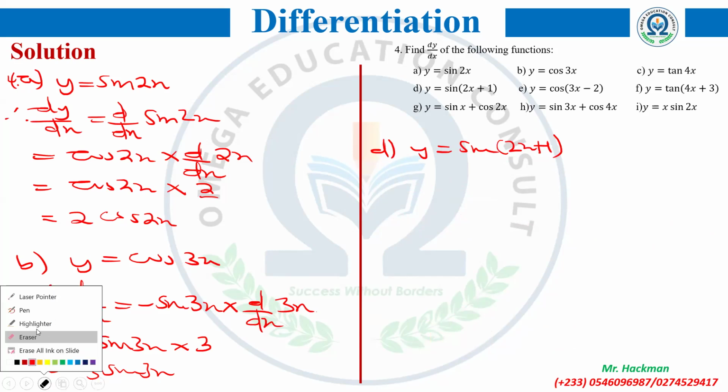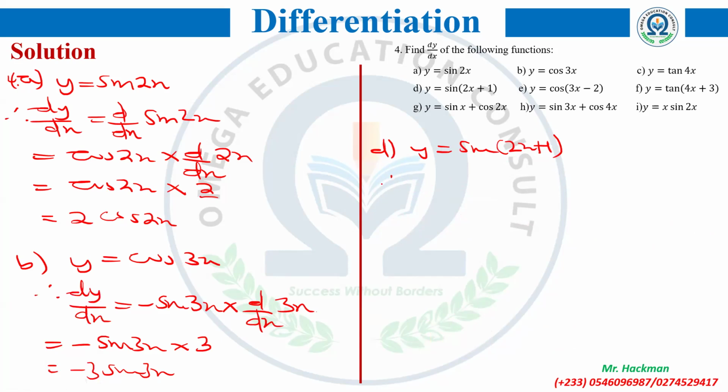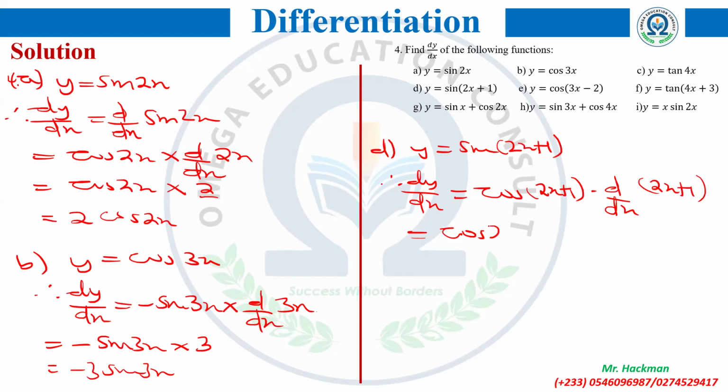So what do we have? We are going to have dy dx equal to, if you differentiate sine, you get cos. Then your angle is kept, 2x plus 1. But that's not all, times d dx of what? The angle, your function 2x plus 1. So this in effect will give you cos of 2x plus 1 in brackets, then times the differential of 2x plus 1, which will give you 2. So I will get 2 cos of 2x plus 1.